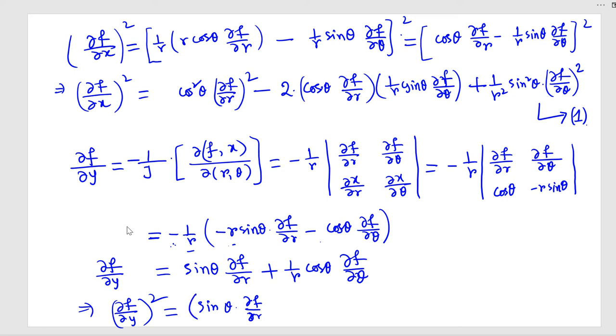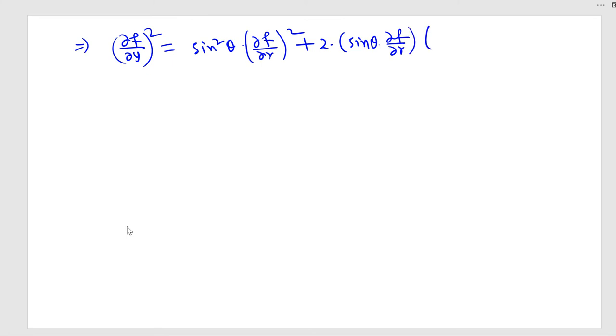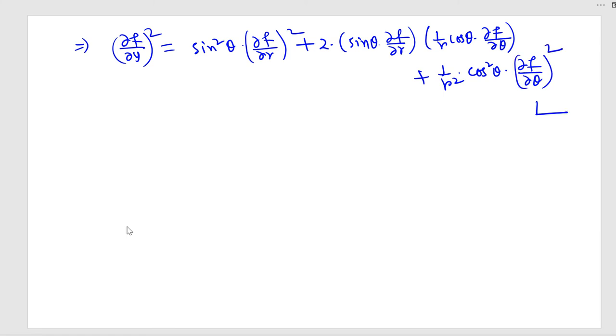Let us write of this form plus 1 by r cosine theta del f del theta. Then in the next equation we can write del f del y whole square. That is nothing but sine square theta into del f del r whole square plus 2 times sine theta del f del r times 1 by r cosine theta into del f del theta, and then plus 1 by r square into cosine square theta into del f del theta whole square. So let us call this one as 2.